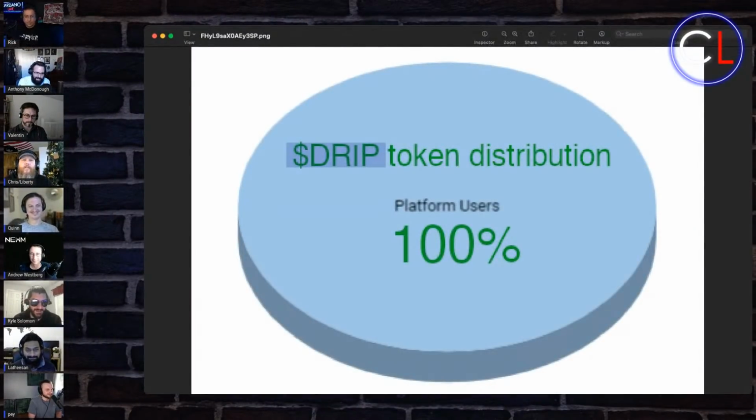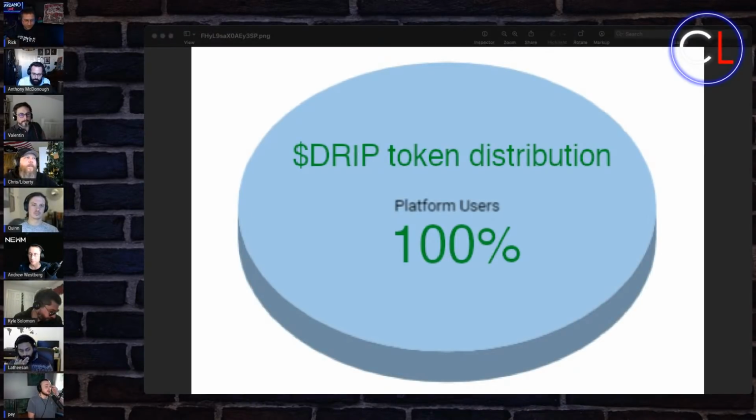There's the pie chart. We wanted to detether from ADA whales being able to control and manipulate rather than actual users of the platform and people that are genuinely concerned with the health of the platform. So we've detethered from ADA by giving flat rate amounts to each wallet.